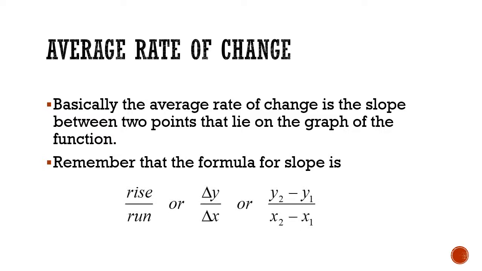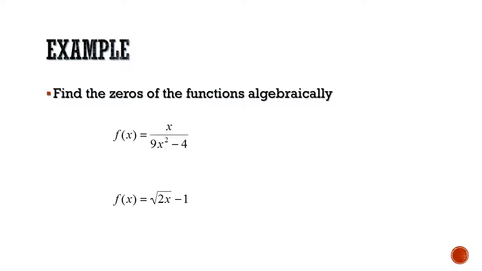And again, remember that our formula for slope is rise over run, or delta y over delta x, or y2 minus y1 over x2 minus x1. Now I want you to try to find the zeros of these two functions algebraically. Remember, the zeros are the x-intercepts. They are where the function equals 0. Pause the recording, give it a try, and resume the recording to check your answer.